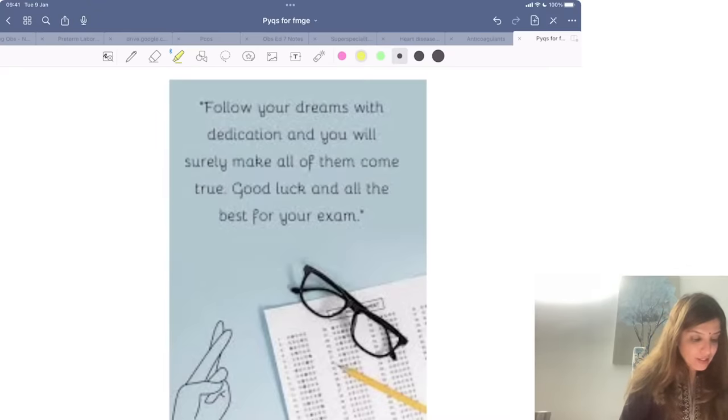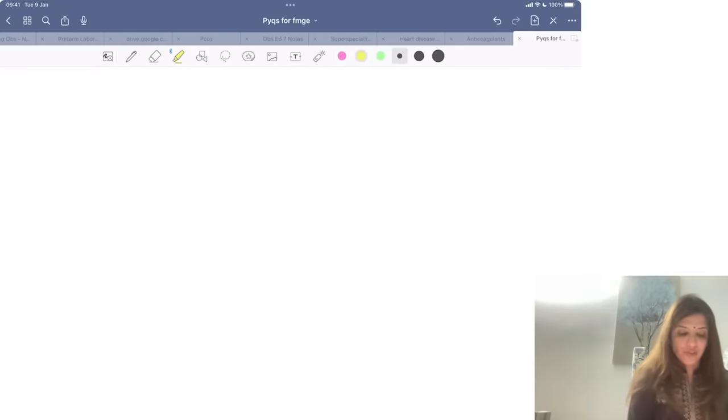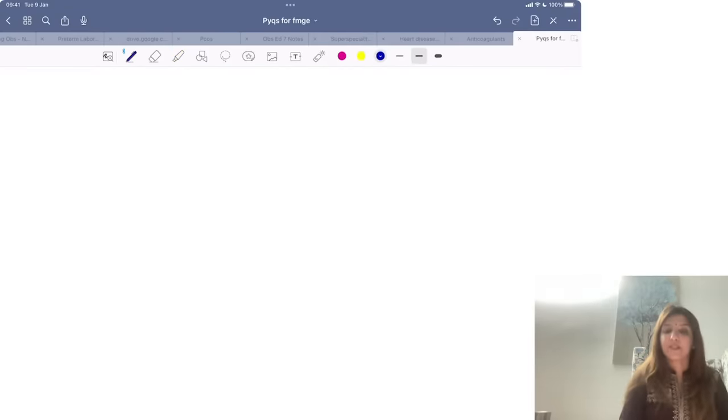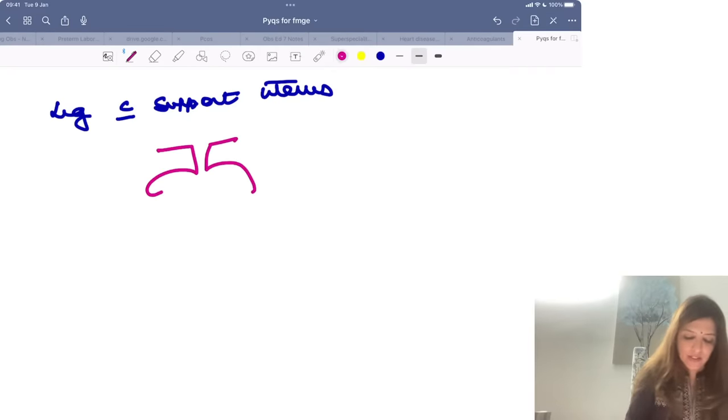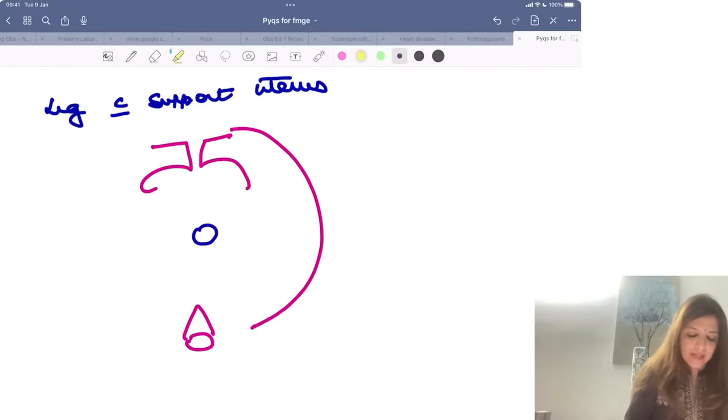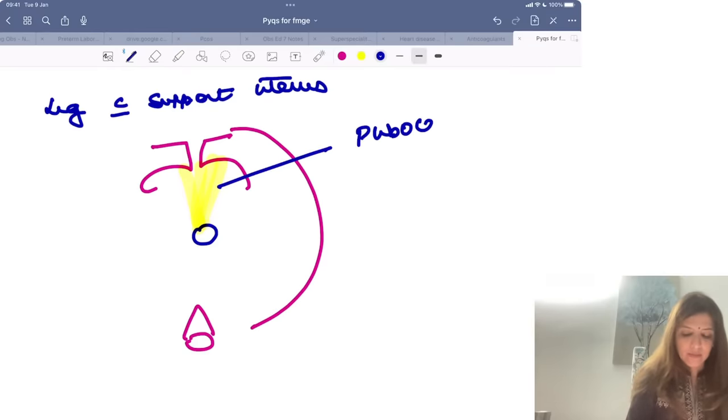A bit about ligaments and supports. Okay, ligaments and supports of the uterus. Very easy, nothing much to do in this. Remember the ligaments which support the uterus. So if this over here is the pubic symphysis, this is the sacrum, and this is the pelvic sidewall, and this is the uterus, then number one ligament is the pubocervical ligament.